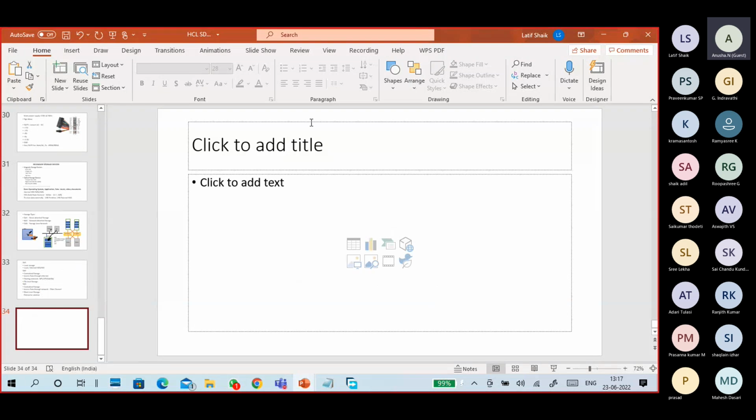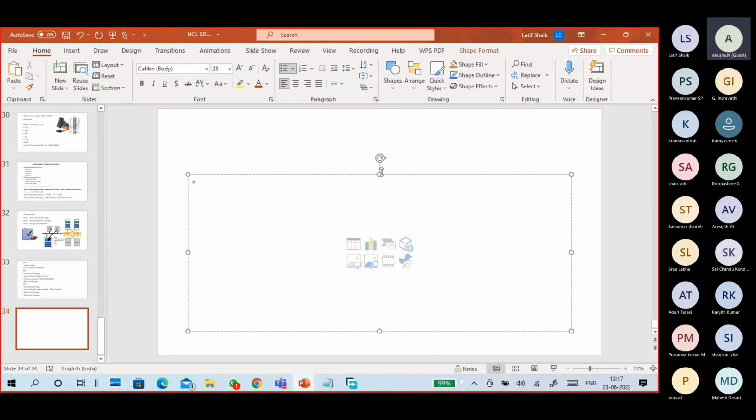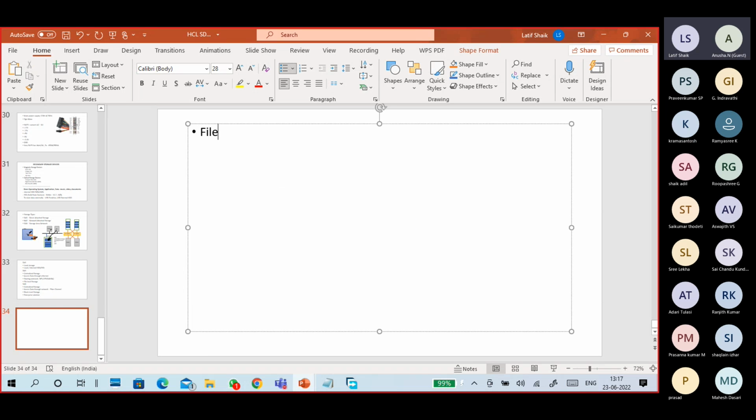And the last one, I'm going with the file system. Okay, a file system is needed to store data in a device or access the data in the device. Generally the Windows file systems are FAT and NTFS.